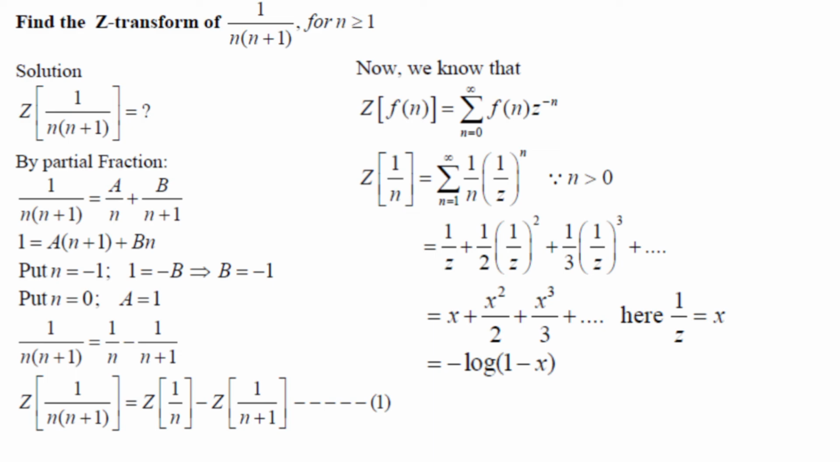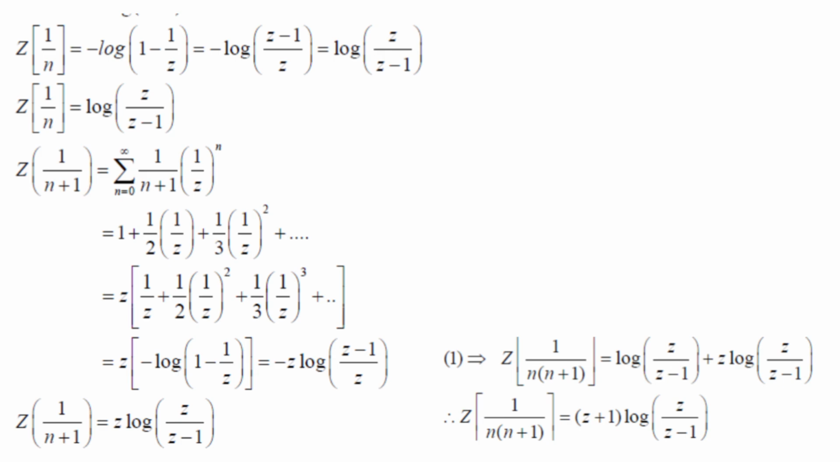Substitute the a and b values in the partial fraction. So Z of 1 by n into n plus 1 equal to Z of 1 by n minus Z of 1 by n plus 1. Substitute the value: Z of 1 by n is equal to log of z by z minus 1, and Z of 1 by n plus 1 equal to minus z into log of z minus 1 by z. So substituting these values, we get the answer: z plus 1 into log of z by z minus 1. Thank you.